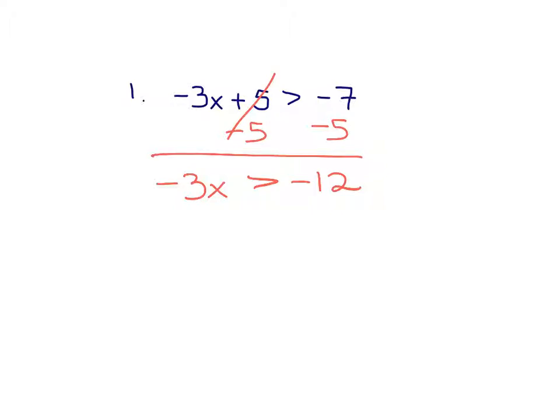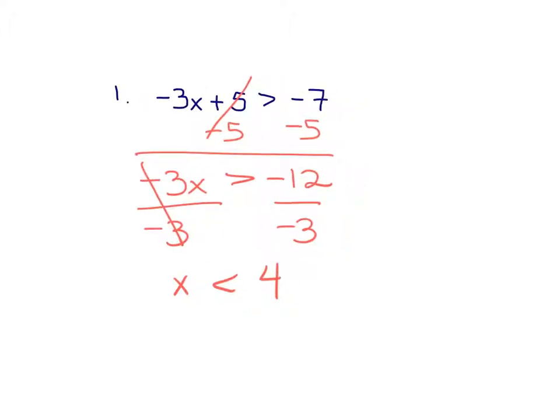Here's where the tricky part comes in. Whenever you multiply or divide by a negative number, your inequality symbol reverses. Now, this is when the negative sign is with the variable. So, negative 3 divided by negative 3, that would cancel. I'm left with x. I now reverse the greater than and make it now less than. And then I divide negative 12 by negative 3 and get positive 4.